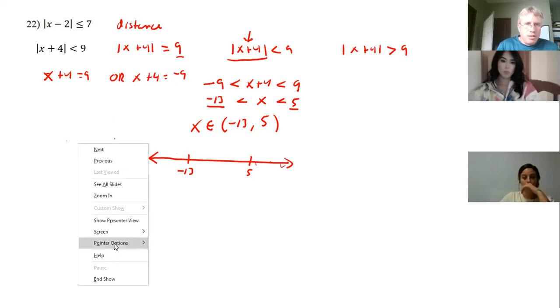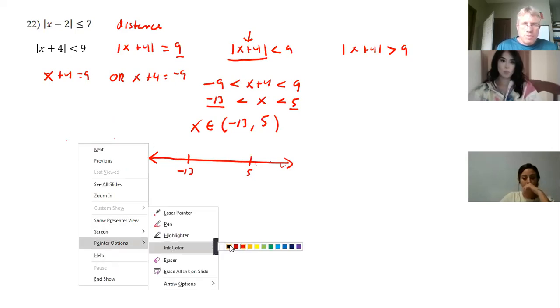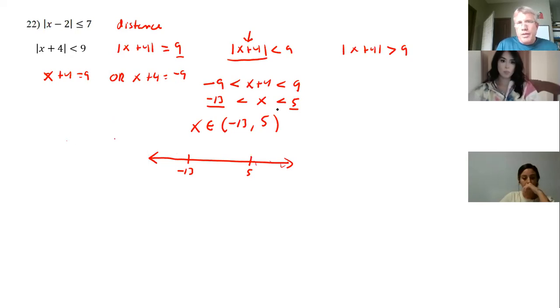And then recognize there's no equal to symbol, so you're going to get open circles because the negative 13 and the 5 aren't included, and draw the line connecting them. X has to live between them. Right? X is between them. So on the number line, X needs to be between them. Is that okay?